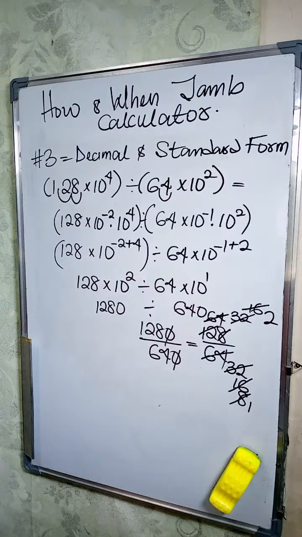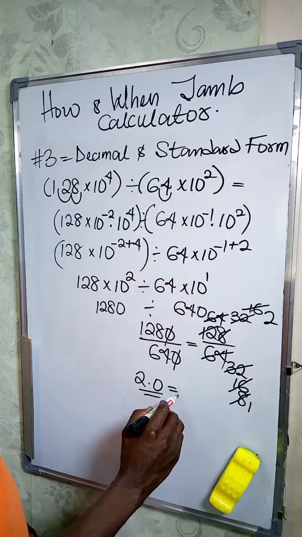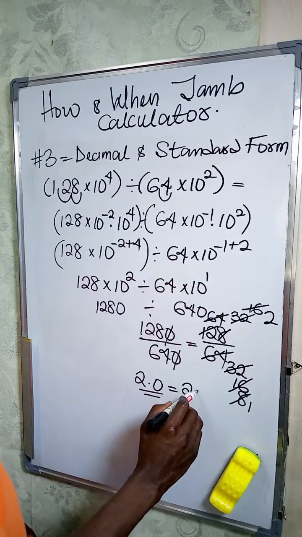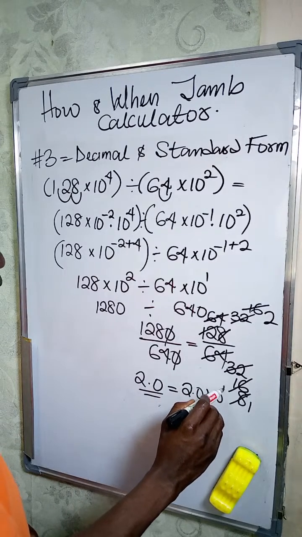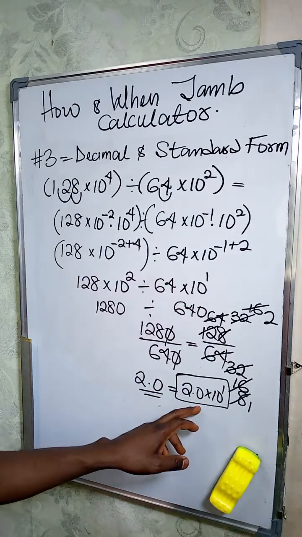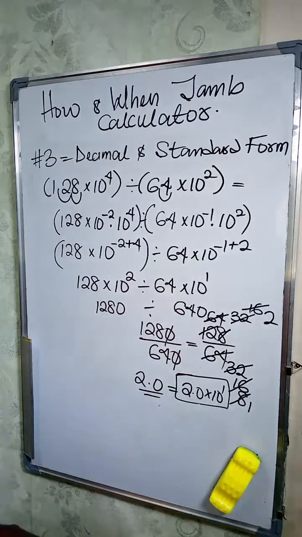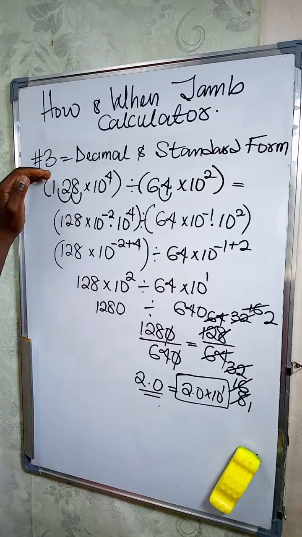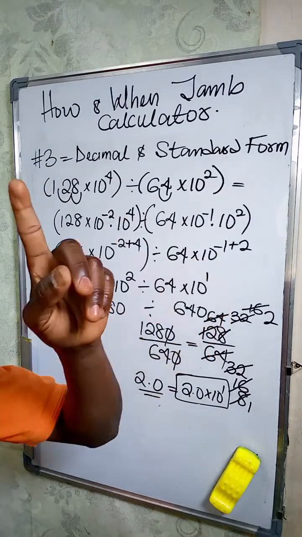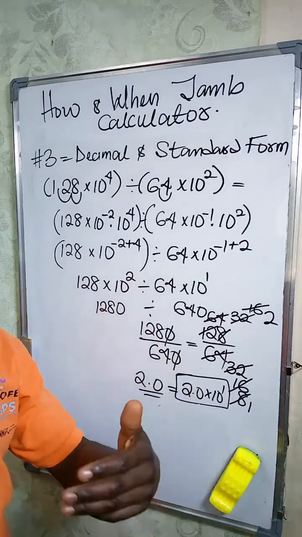So wetin you go see there be say the answer na 2.0. Na im be the answer, and that 2.0 na the same thing as we having 2.0 times 10 to the power of 1, and that one will be your answer. In case they tell you make you put the answer for decimal or standard form, you go leave am like so. In case they no tell you, you leave am like so, na e still your answer. So you see say for all these things wey we just do, we no even point to one calculator. This na when you no suppose use calculator to save your time for Jamb.